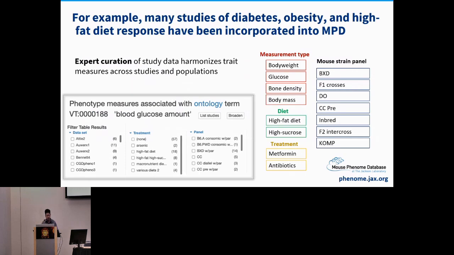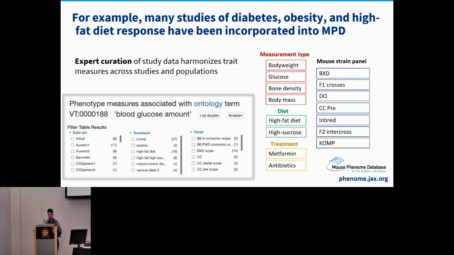So in this example, we were looking at diabetes. So we have a lot of diabetes-related traits in the Mouse Phenome Database. These data have been expertly curated, so it makes it really easy to group them based on ontology terms. So for example, I'm giving an example here for blood glucose amount. So all the measures that have been annotated to blood glucose amount, we can easily just pull that in and use it in a meta-analysis.